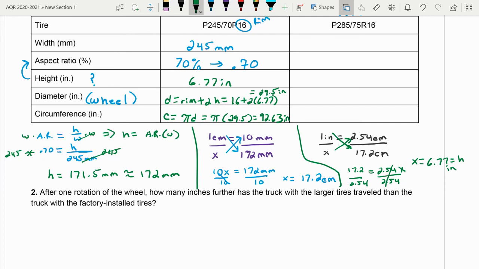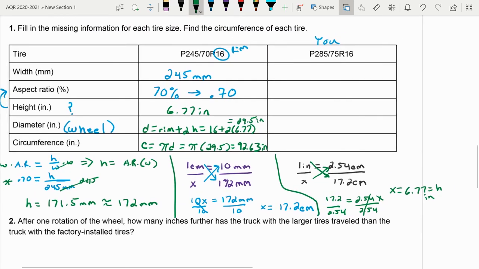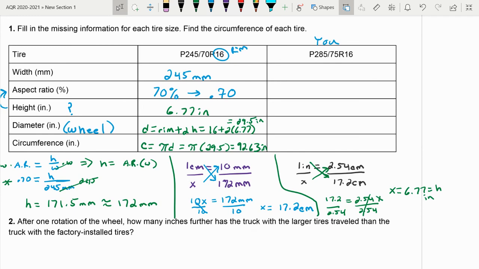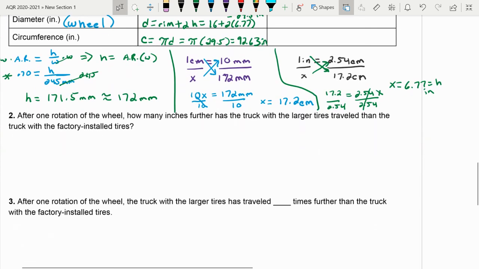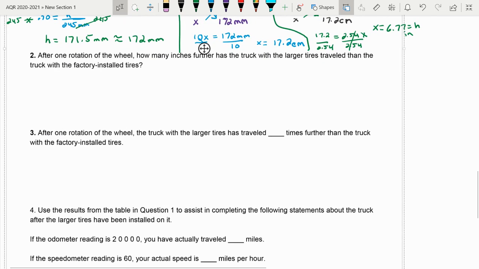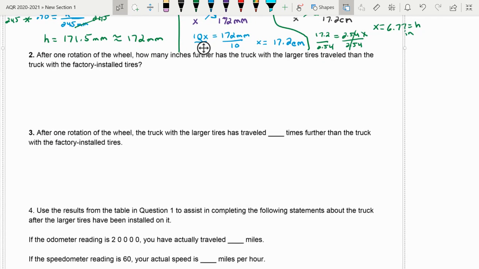So after you figure out your part of the chart, answer these questions. After one rotation, how many inches further has the truck with the larger tire traveled than the factory installed tires? You're basically subtracting circumferences there. On the third question, after one rotation, the truck with the larger tires traveled blank times further than the one with the factory wheels. The keyword there is times. They're going to have different distances, so it's a smaller number into the bigger number type situation.